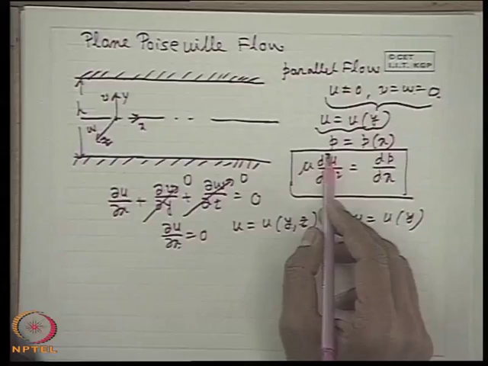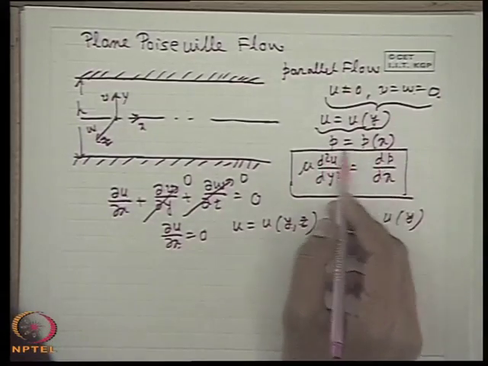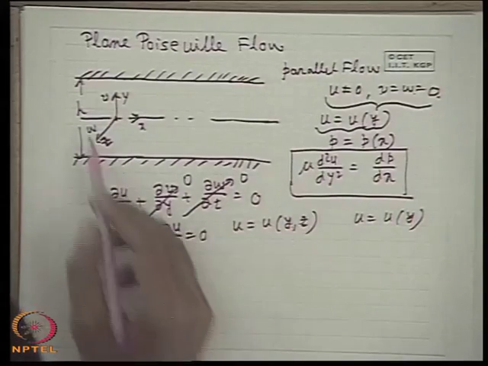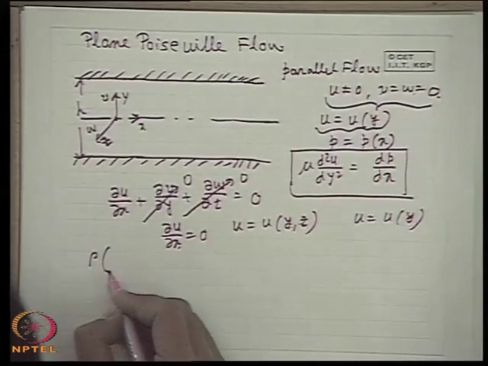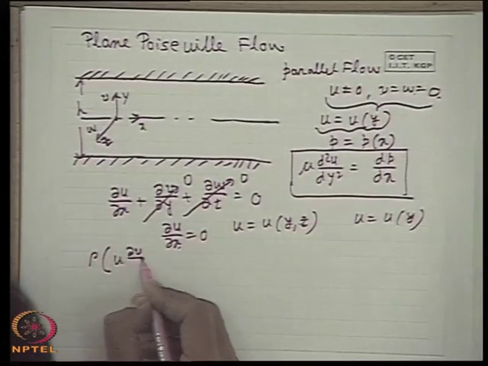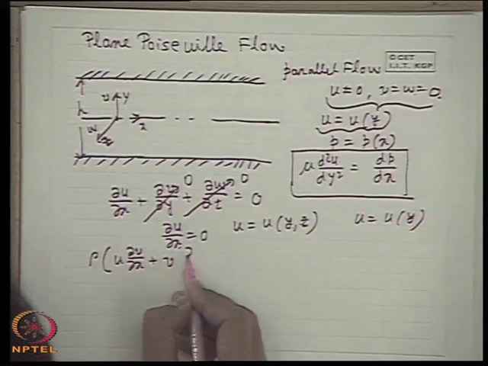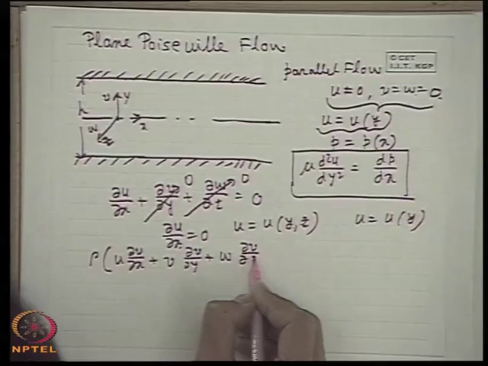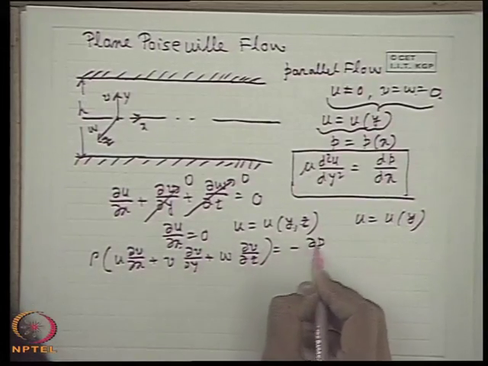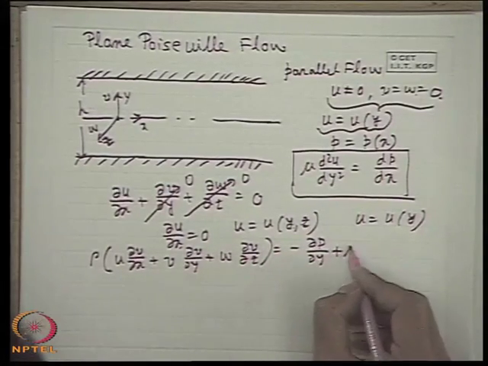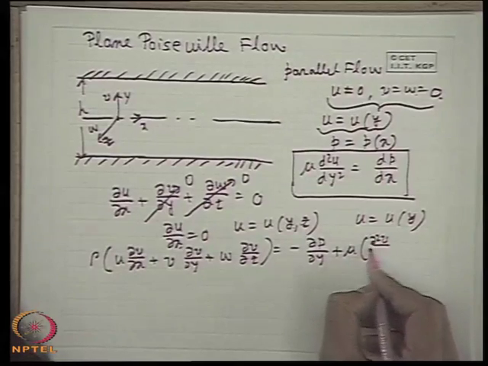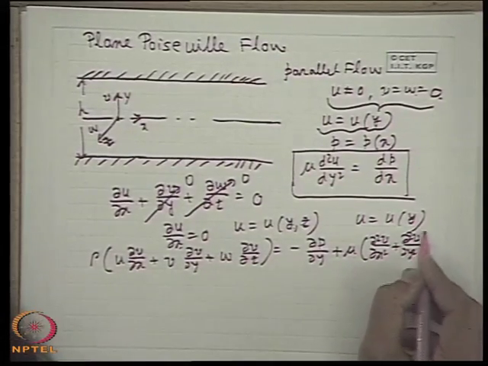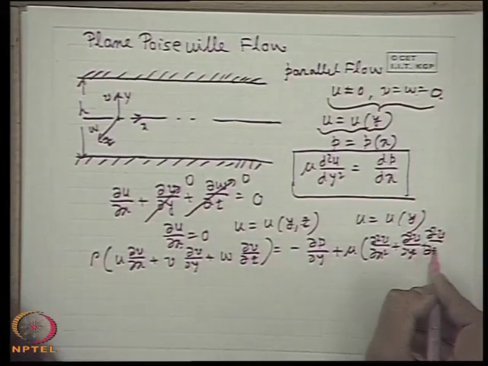Then if we look at the pressure, the Navier-Stokes equation in the x and y directions will give us a simplified equation. Let us first write the y direction Navier-Stokes equation: u del v del x plus v del v del y plus w del v del z is equal to minus del p del y plus mu times del square v del x square plus del square v del y square plus del square v del z square.